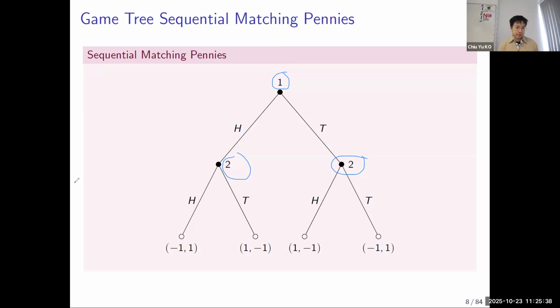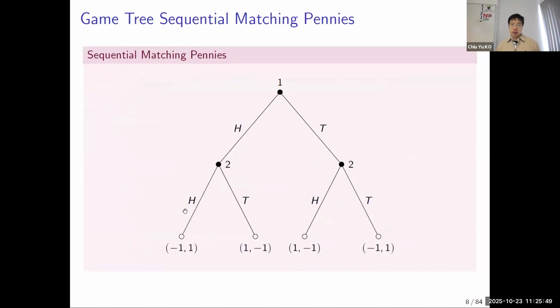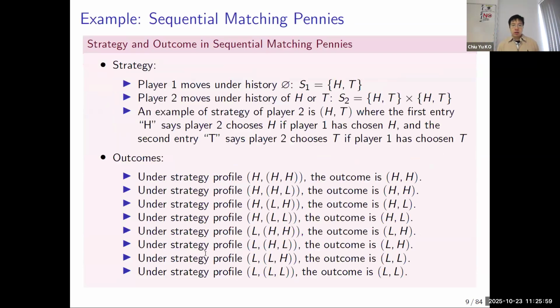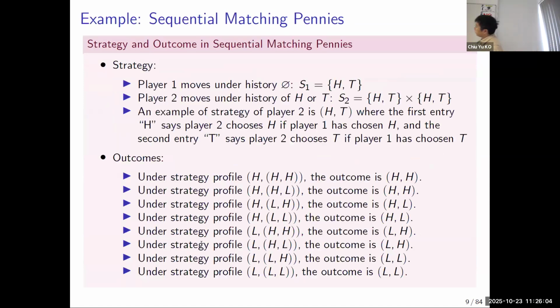So you can actually see everything is there: N, H, A, P, U, five things. Once you have this, we can define strategy and outcomes.